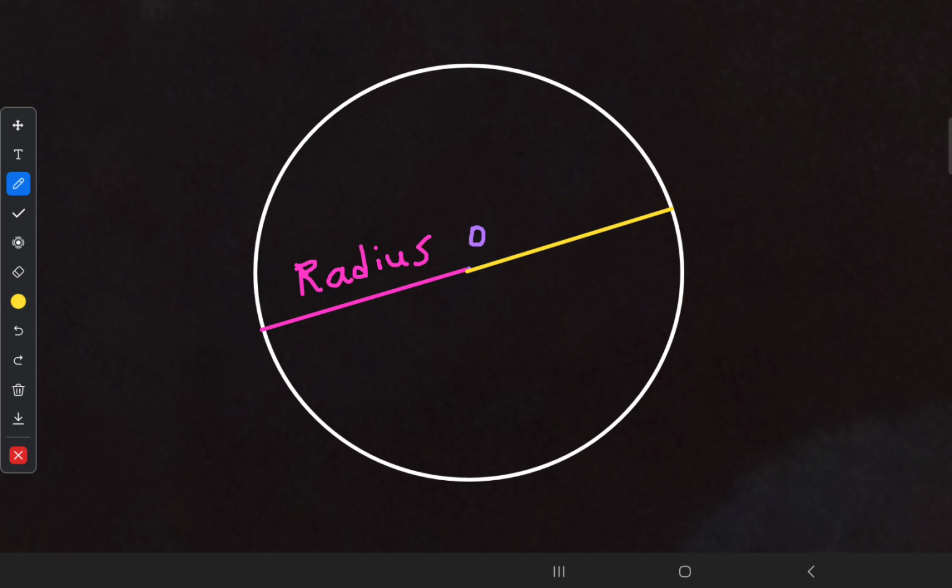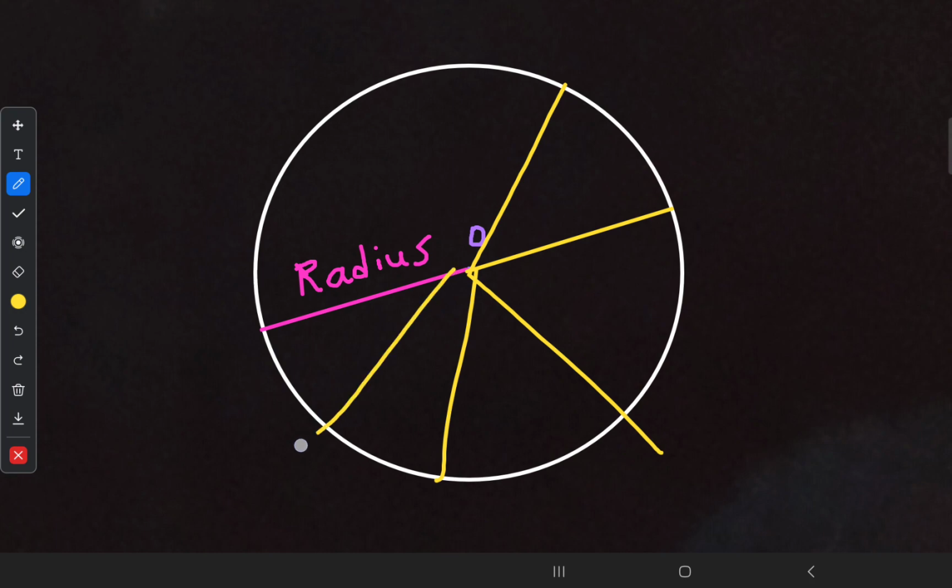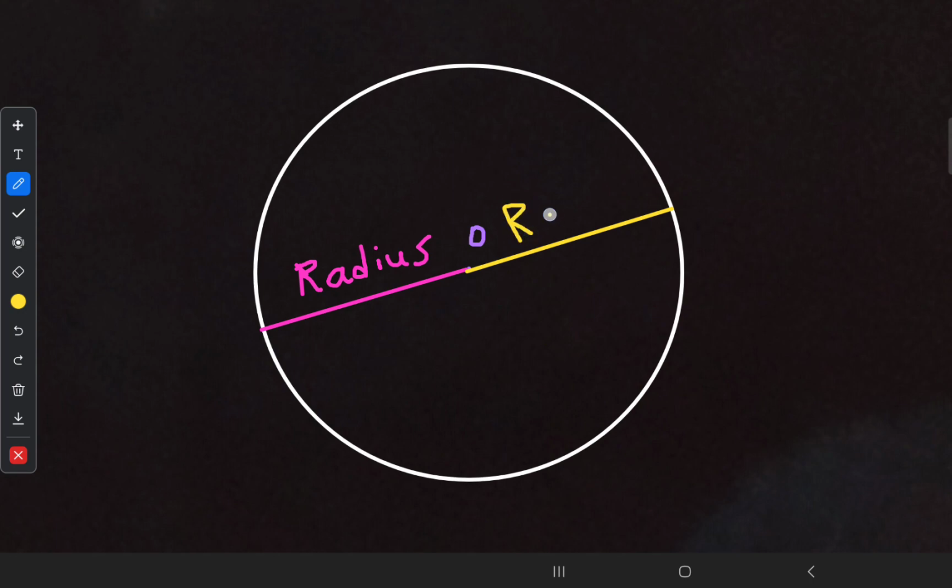The midpoint is a constant one, stable and stationary. That does not change. Here I indicated a pink color radius. Similarly here, from the midpoint to the circle, we can draw many radius. That's how I indicated that yellow color radius. So this one is also a radius.